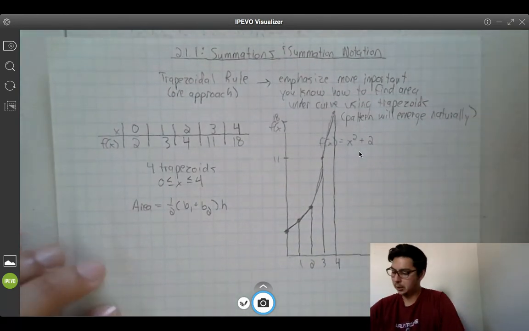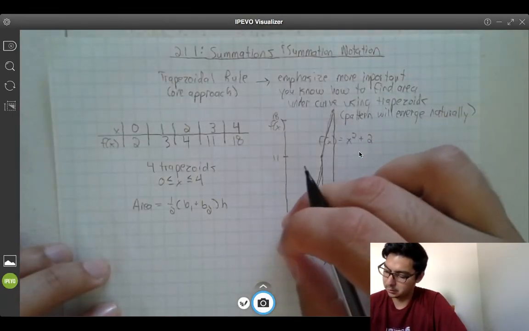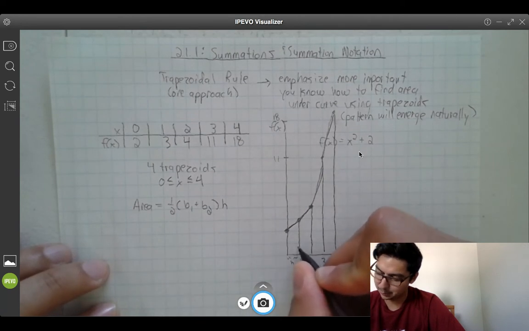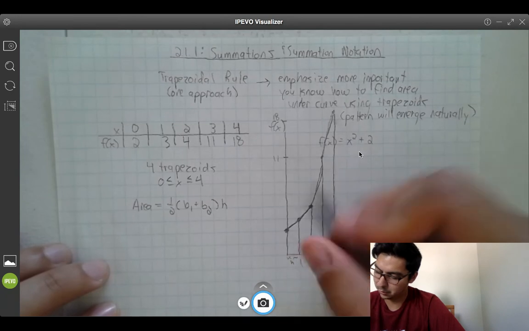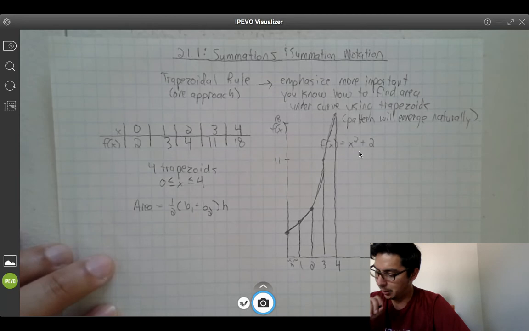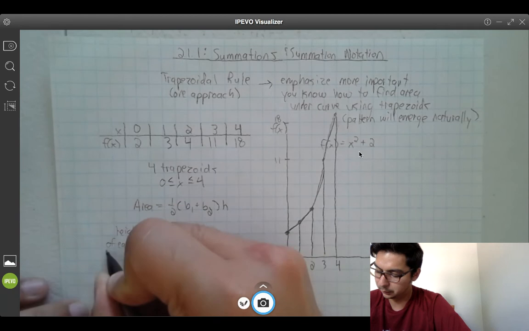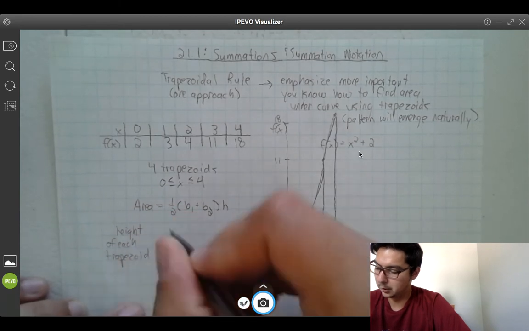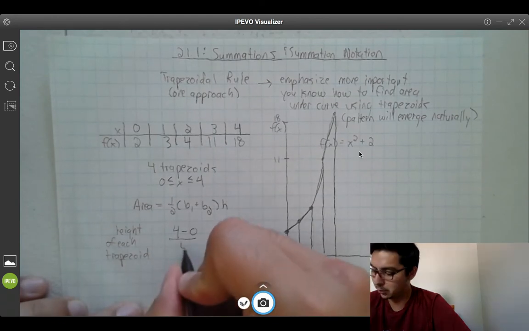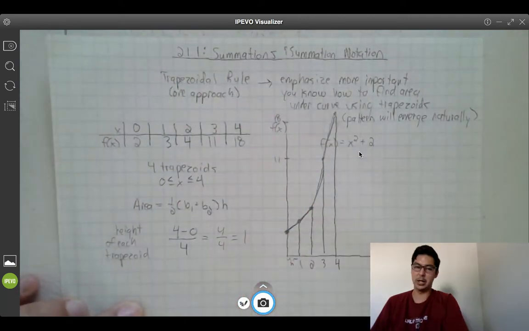Okay. Now, their height is these, as if you were to turn your head sideways. Right? This right here is the height of every trapezoid because that's the distance between the bases. This is base 1, base 2, base 1, base 2, base 1, base 2, base 1, base 2. Right. So when we talk about these, to get the height of each trapezoid, you subtract the range and divide by the number of trapezoids, which in this case is 4. So you get 4 over 4, which is 1. So the height of all these trapezoids is 1.